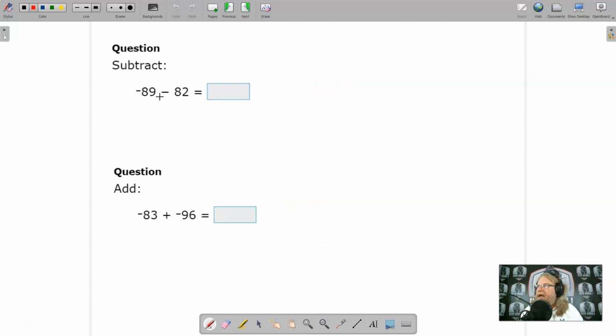Negative 89 minus 82. So I got negative 89 minus a positive 82. So this is a negative minus a positive. Well, in all actuality, I always feel that addition is much easier to work with than subtraction. My personal preference, if I can make it into addition, I'm going to make it into addition. So let's try that here.